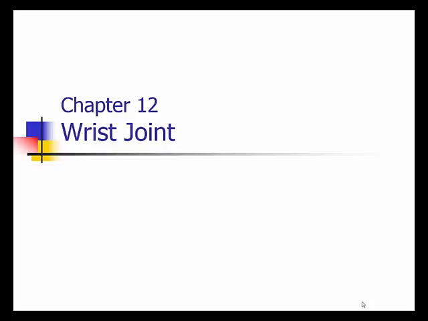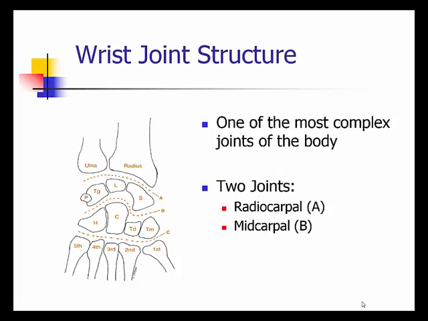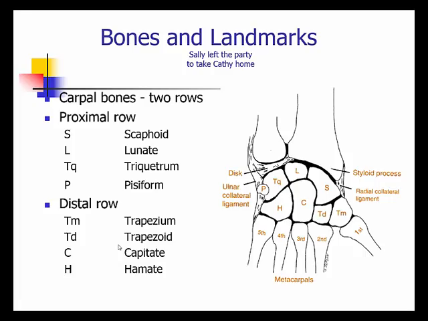Chapter 12 is the wrist joint. It is one of the most complex joints in the body, and it's comprised of two different joints: the radiocarpal joint, labeled A there, and the midcarpal joint, which is labeled B here. The third one, labeled C here, is the carpometacarpal joint, but because it has more function at the hand and fingers, it will be discussed later in the next chapter, chapter 13.